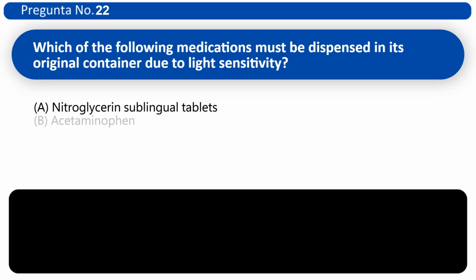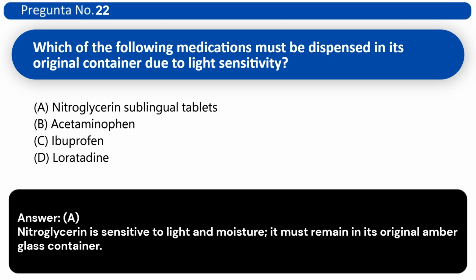Which of the following medications must be dispensed in its original container due to light sensitivity? A. Nitroglycerin sublingual tablets. B. Acetaminophen. C. Ibuprofen. D. Loratadine. Answer A. Nitroglycerin is sensitive to light and moisture. It must remain in its original amber glass container.